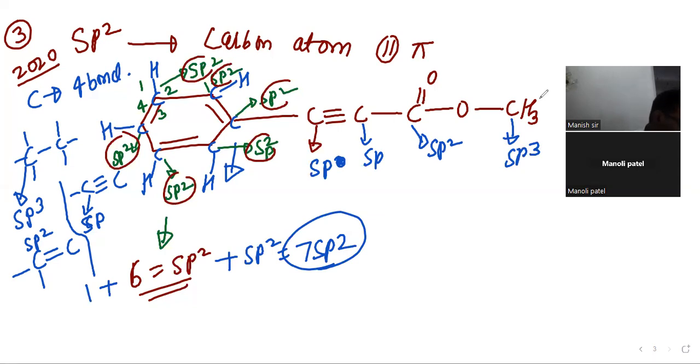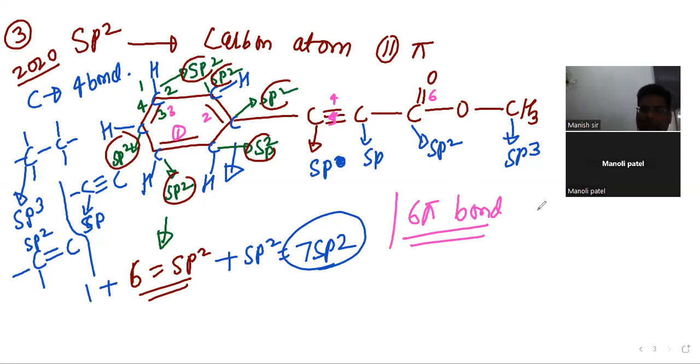Now we have to count the pi bonds, right? So you can count the pi bonds: 1 pi bond, this is 2, this is 3, this is 4, this is 5, this is 6. So total 6 pi bonds are there, 6 pi bonds.